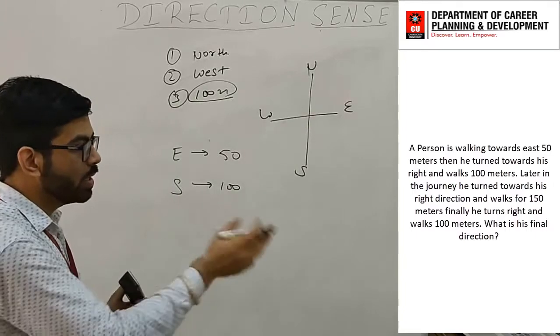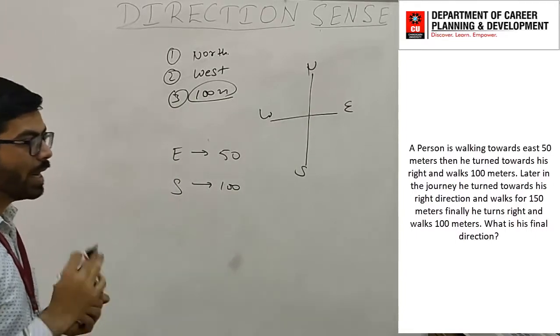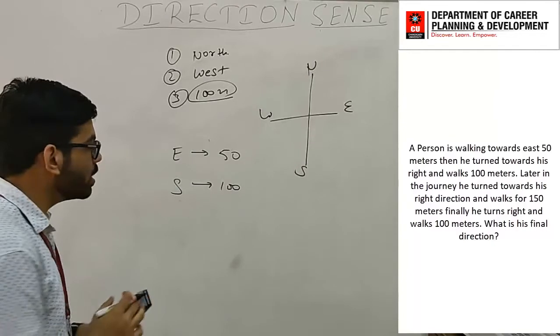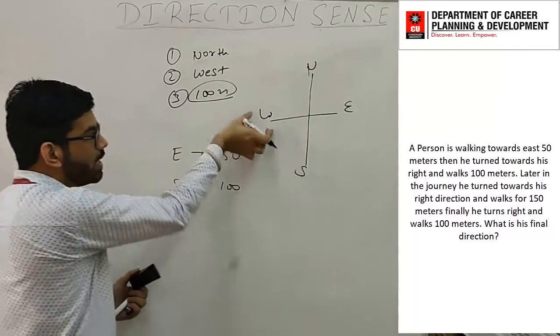Move to the next part. The next part is again take a right turn and walk 150 meters. So it's facing towards south, and the right turn will be west.